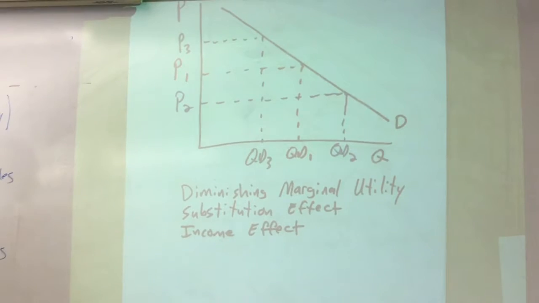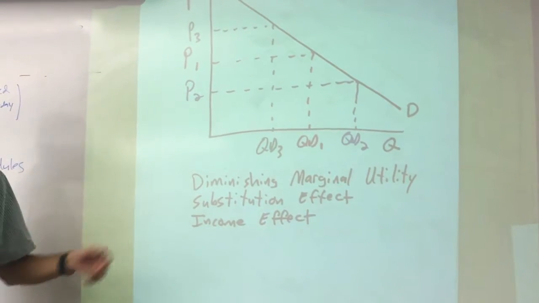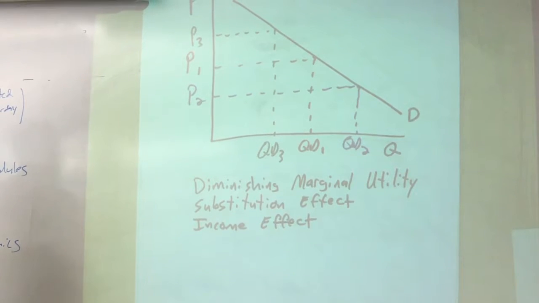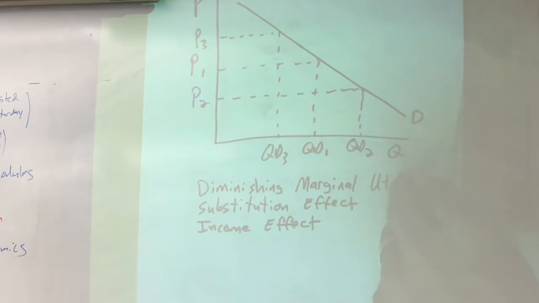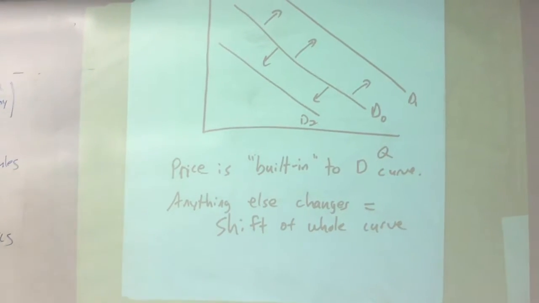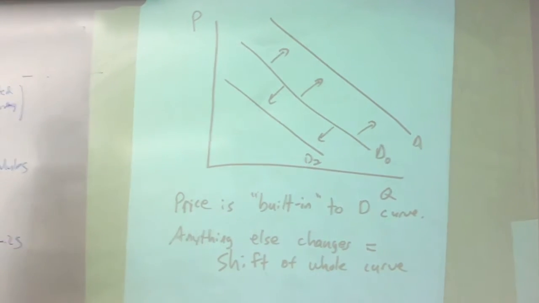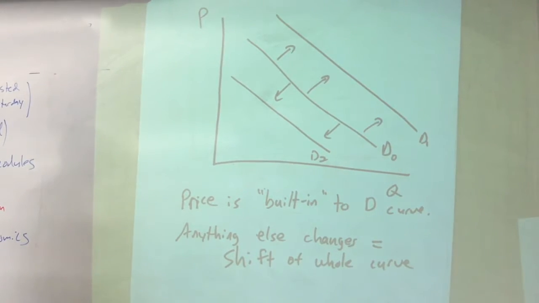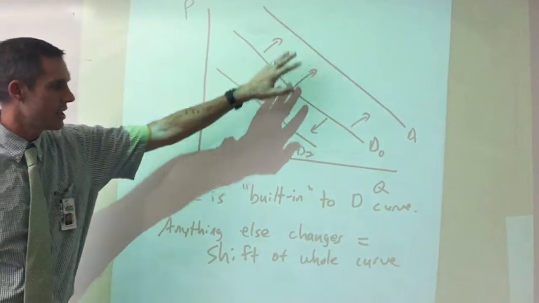As the price goes down, people substitute away from other products. As the price comes down, you have, in effect, more real income in your pocket. That is a downward sloping demand curve. Remember, if anything else changes, a determinant of demand besides price, the whole curve shifts. Price is, in a sense, built into this curve.